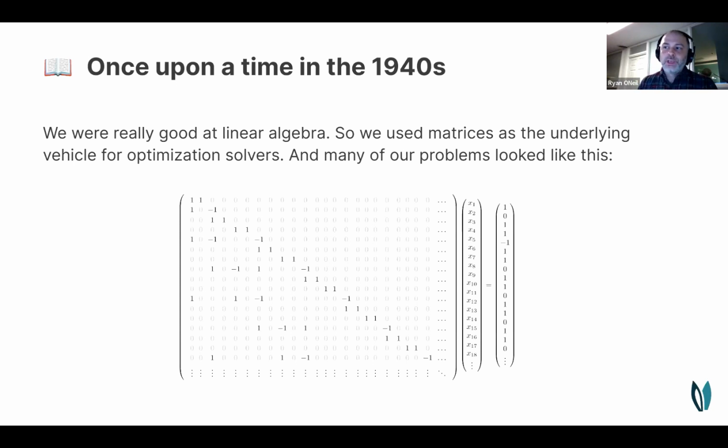Back then, we collectively were really good at solving matrices, right? And so when people who were doing early optimization realized that we could use math to solve what are essentially choice problems, I've got a bunch of things I can do, which thing should I do? It was very natural for them to take the matrix as the underlying vehicle and matrix algorithms and use that as a starting point to build optimization on top of.